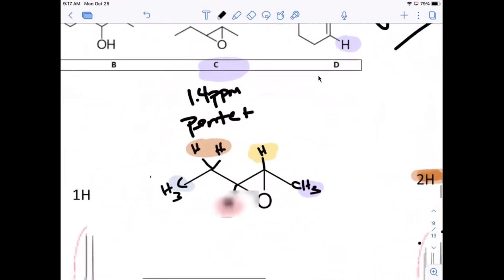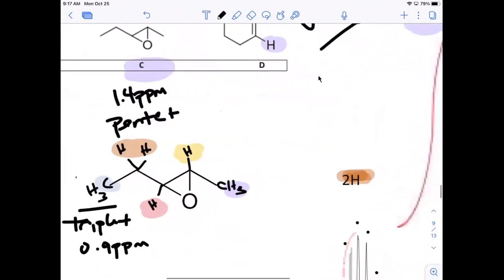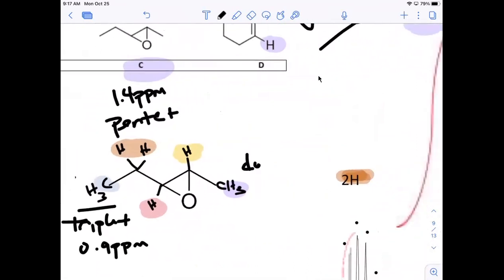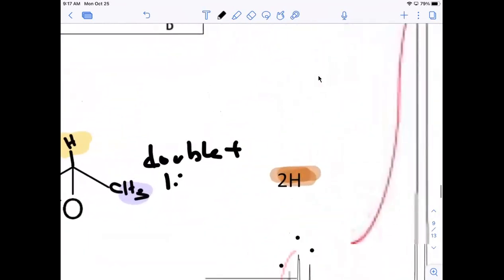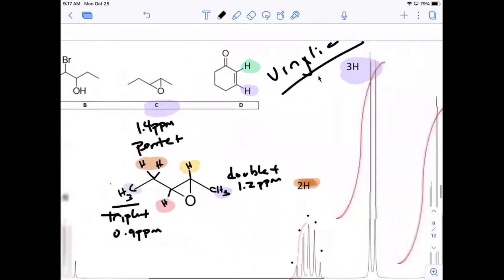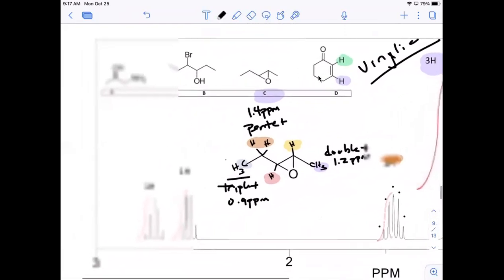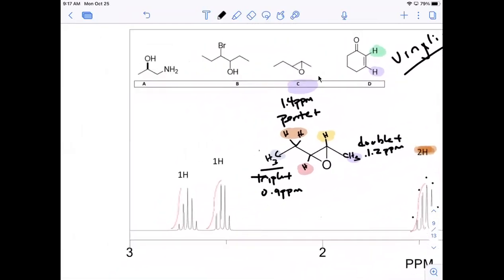And this one was a triplet at 0.9 parts per million. And then this one was a doublet at about, I want to say 1.2. All right, so now we only have left the 2 protons on the epoxide.